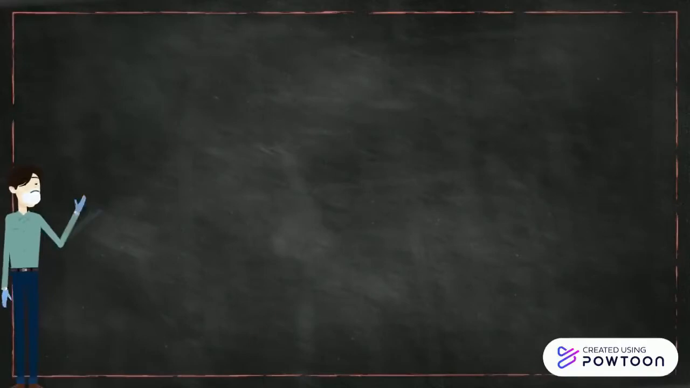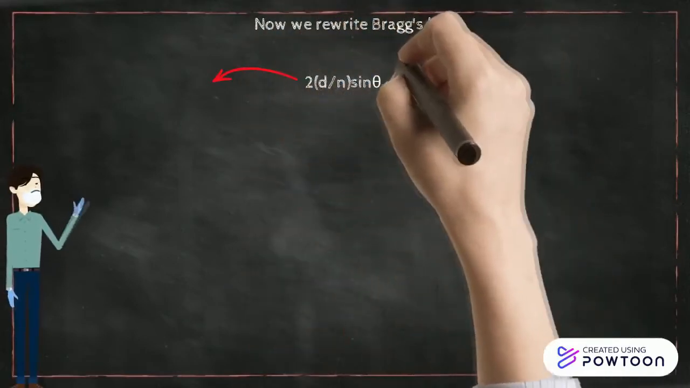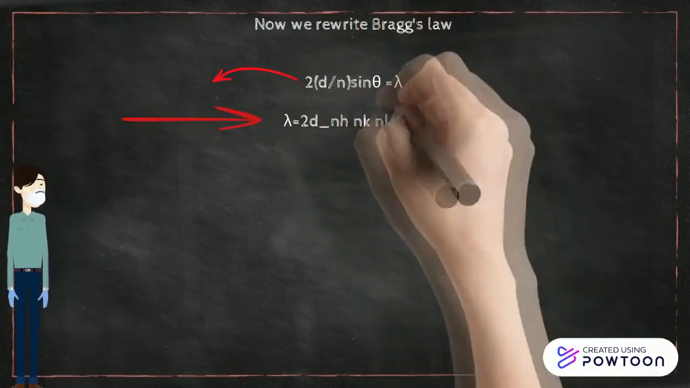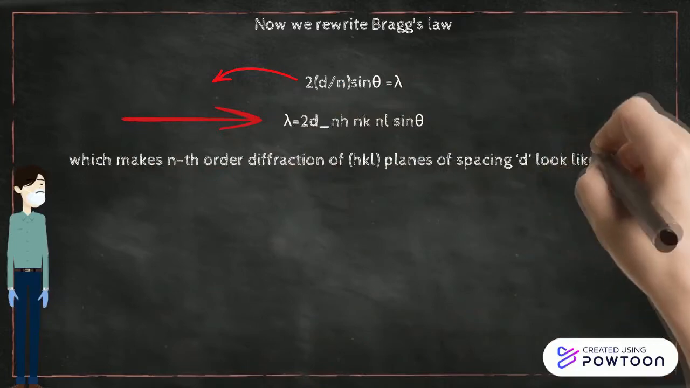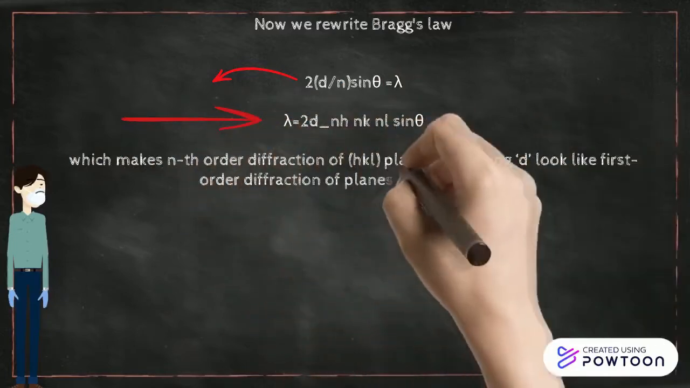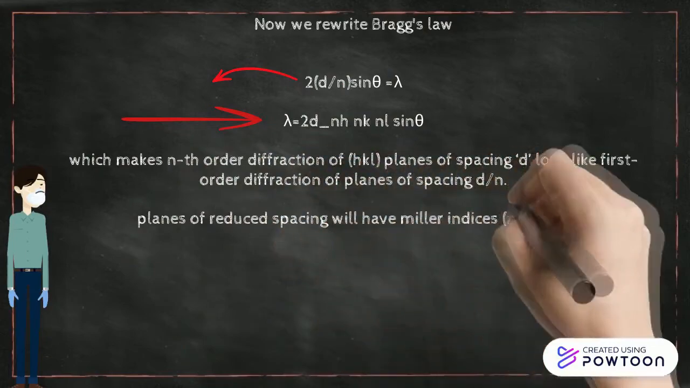Now we are going to rewrite Bragg's law from the original into the second derivation, which makes the nth order diffraction of HKL planes of spacing d look like the first order diffraction of planes of spacing d over n. Planes of reduced spacing will have similar Miller indices.